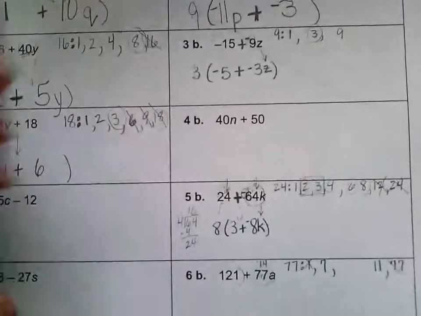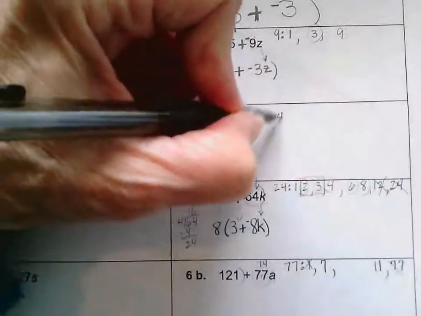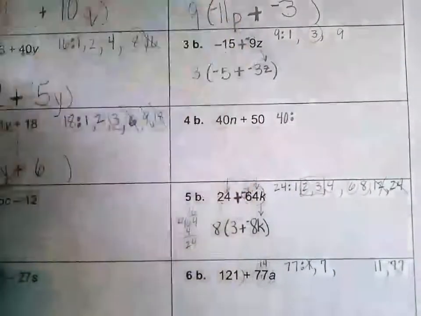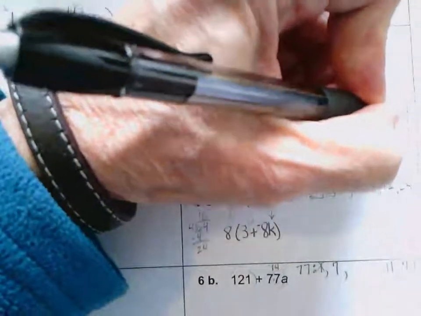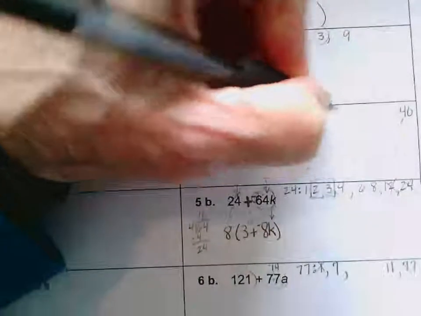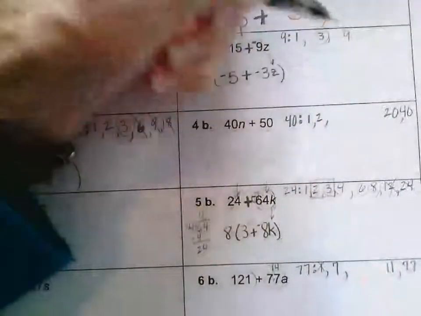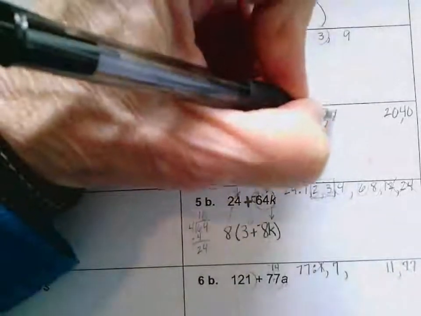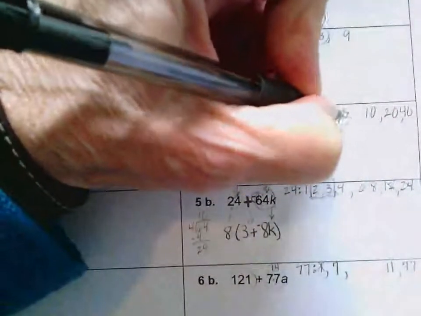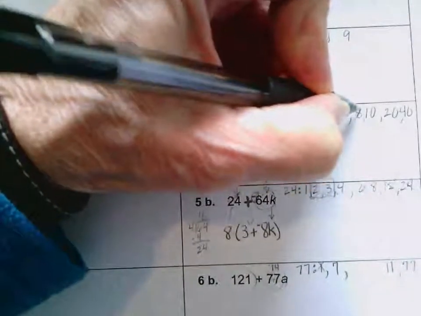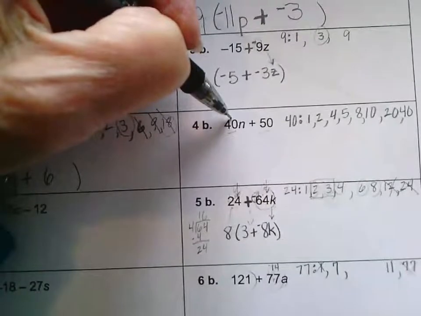4b. 40 is the number I'm going to list my factors for. 1 times 40 is 40. 2 times 20 is 40. 3 does not work. 4 times 10. 5 times 8. 6 is not a factor of 40, and neither is 7.